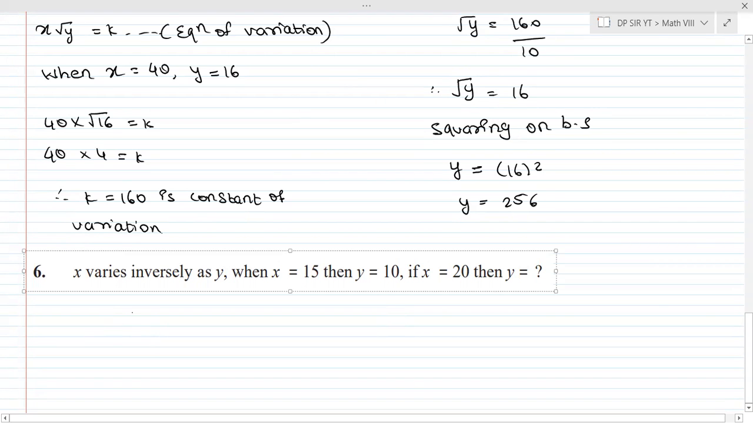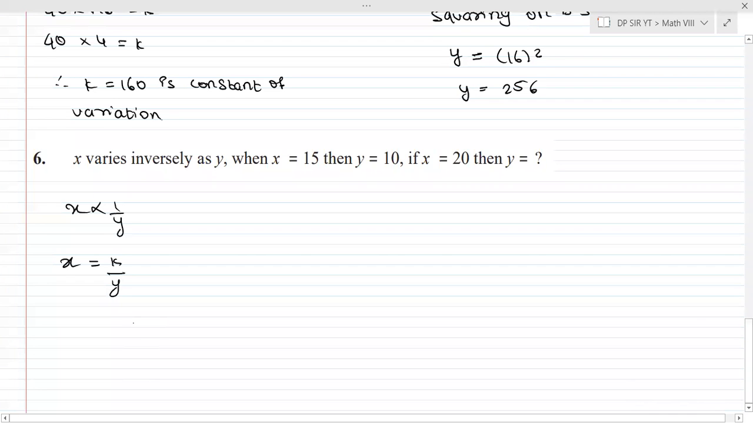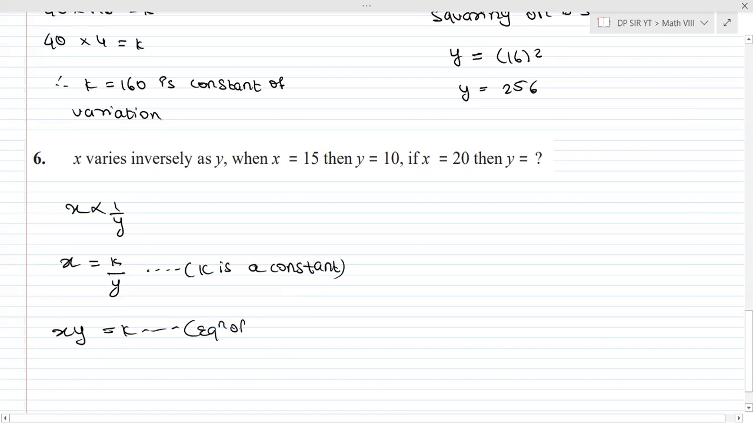X varies inversely as Y. Means X is inversely proportional to Y. It means X is equal to K upon Y. So there is nothing to think about here. X is equal to K upon Y, where K is a constant. Then equation of variation, X into Y is equal to K. This is my equation of variation.